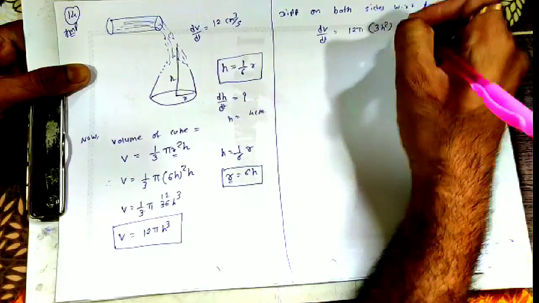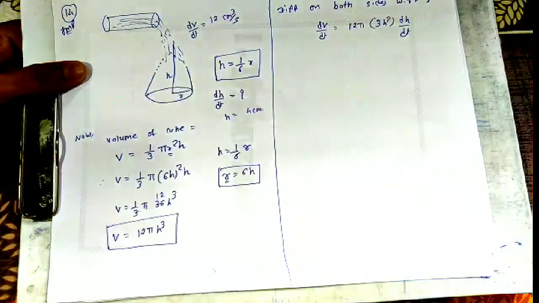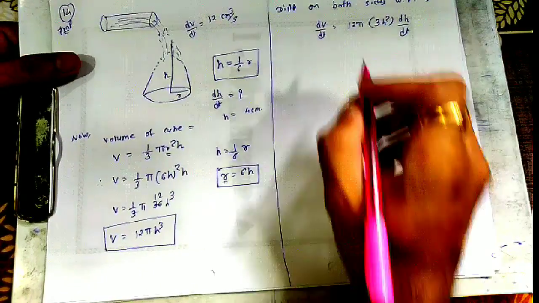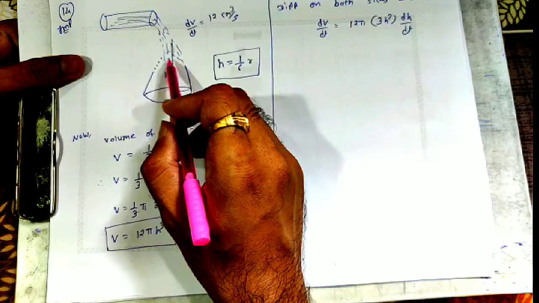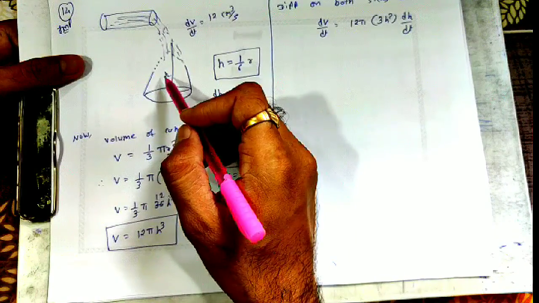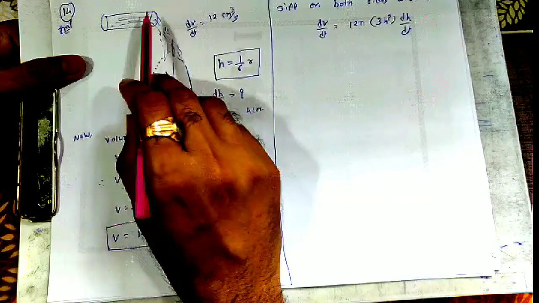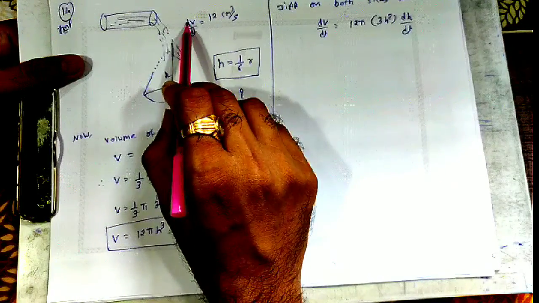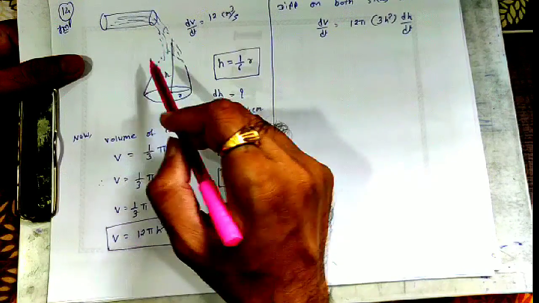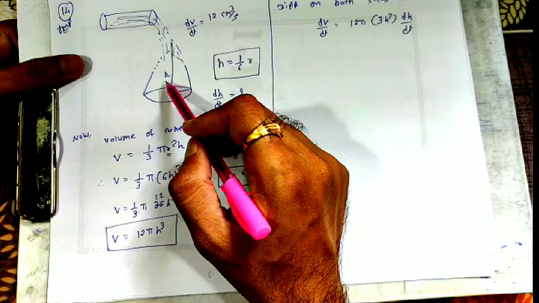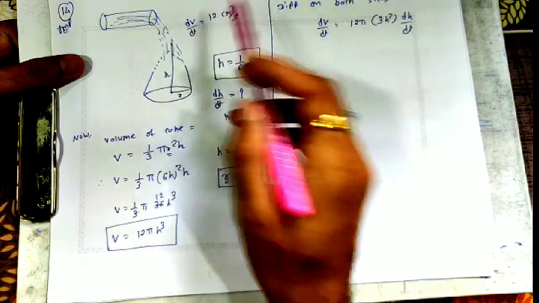Here we are getting 3h square into dh by dt. Clear? So now what is the rate of change of volume? The rate of change of volume is the change in the volume of this cone. The volume is increasing. At which rate? By the rate at which this sand is pouring into this volume. So that rate is given dv by dt. So जो भी रेट से यहाँ पर सेंड आएगी वही रेट से इसका वॉल्यूम इंक्रीज होगा. So the rate of change of volume of this cone is equal to dv by dt.